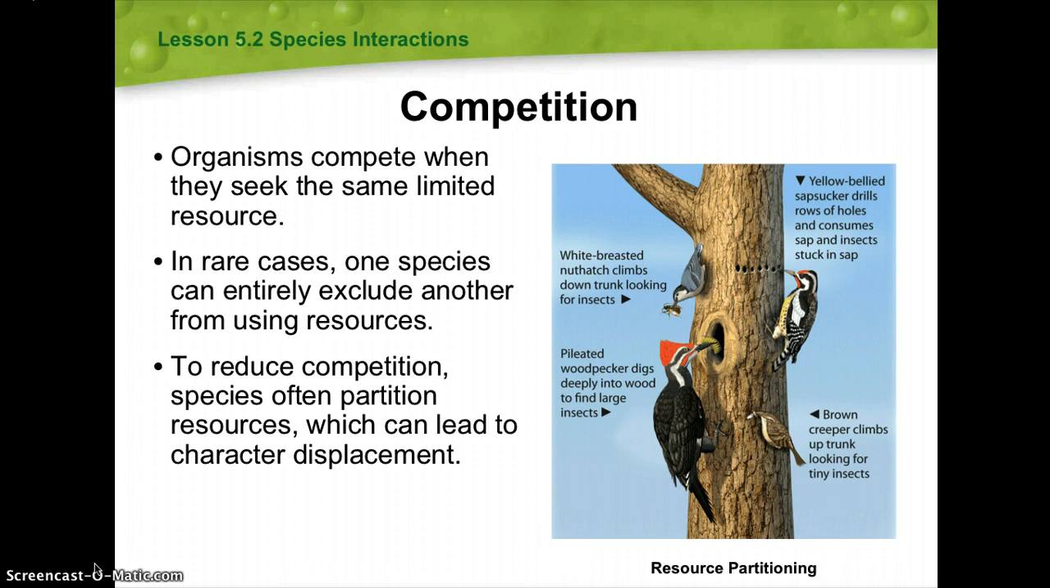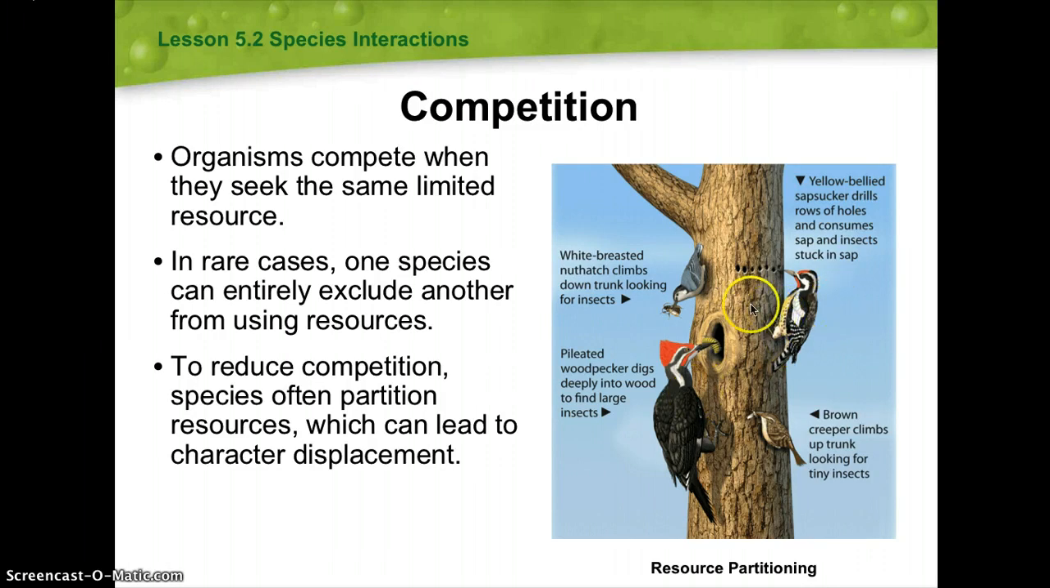So if you look at the diagram here, we have a tree, and on that tree we have resource partitioning. That is where the species are divided by the resource they use in common by specializing in different things that they do there.